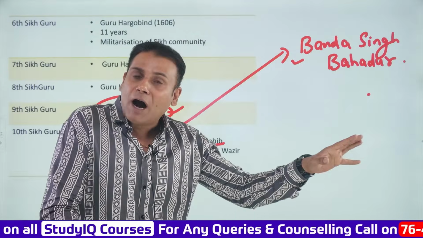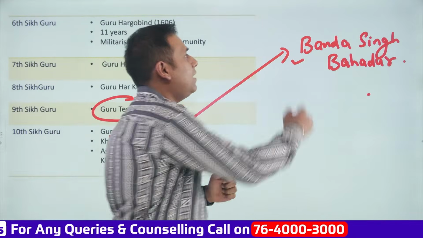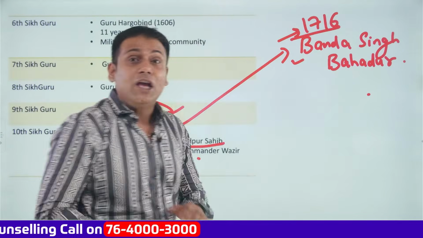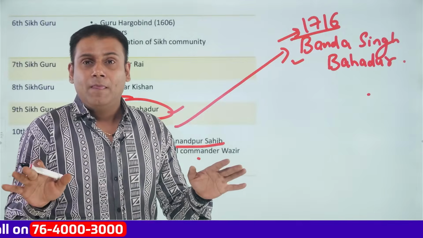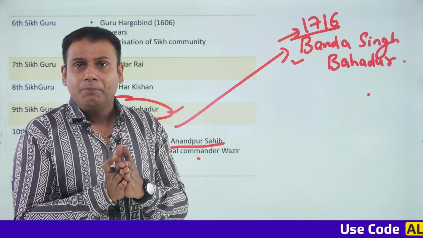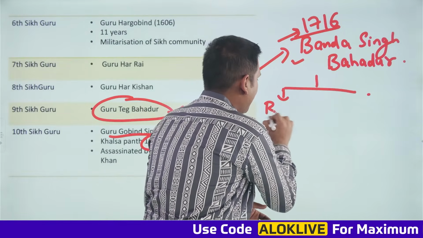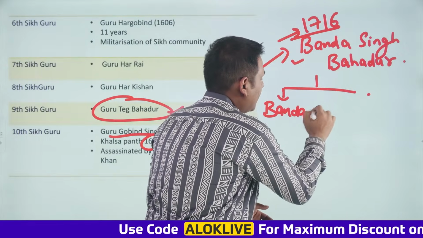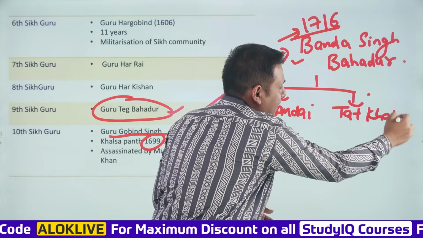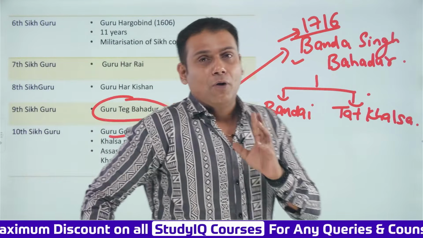Okay. And Banda Singh Bahadur was arrested and imprisoned. And finally, in 1716, Banda Singh Bahadur was executed. He was also killed. And after that, Sikhism was divided into two parts. One was Bandai and the second was Tat Khalsa. Okay. Bandai and Tat Khalsa. So pay attention carefully. I'll repeat my points again.